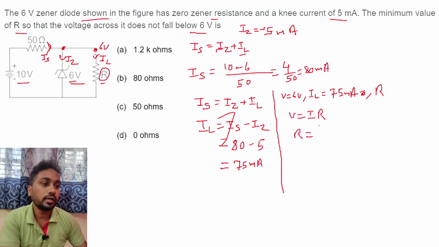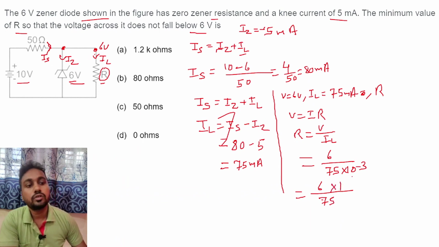So R equals what? V by IL. V is 6 volt. IL is 75 milliampere, so 75 into 10 to the power minus 3, like that we can write. Now we need to do the calculation. So 6 divided by 75, and 10 to the power minus 3 means we can write 1000, so this is easy for calculation.